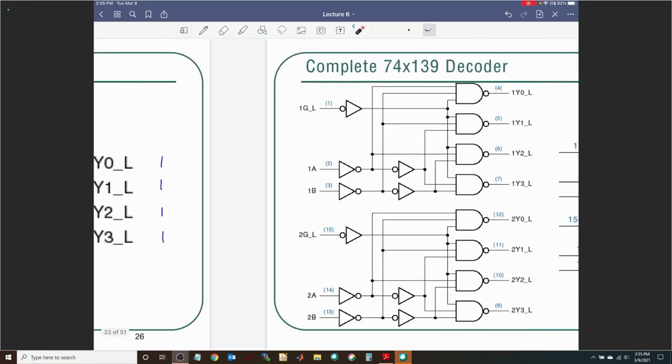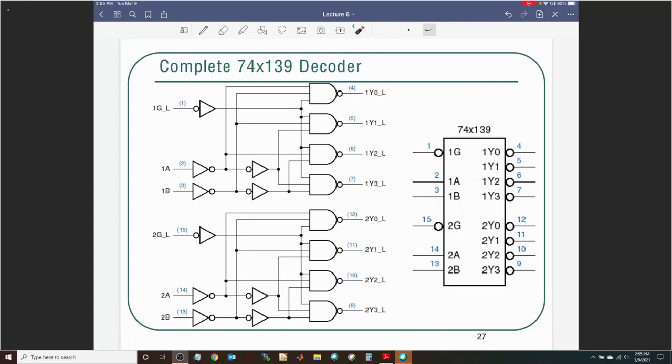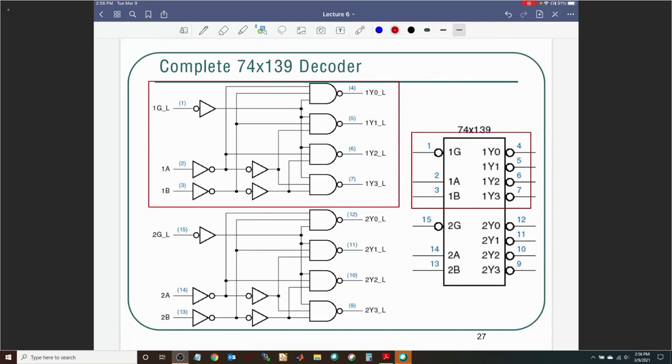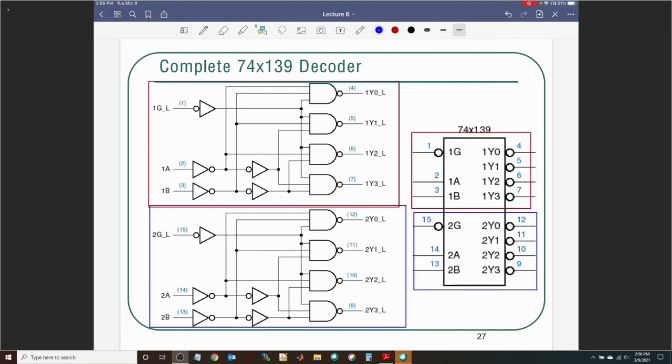Now, as I said, that was half of the chip. So what is the complete chip? Well, the complete chip has two of them. The first one and the second one. So this would be a 16-pin IC where you have two 2-to-4 decoders in it. Let me highlight those decoders as boxes. So the first one, a copy of the thing that we talked about. Okay, so that's right here. And then the second one, which is not connected to the first one directly, is right there.